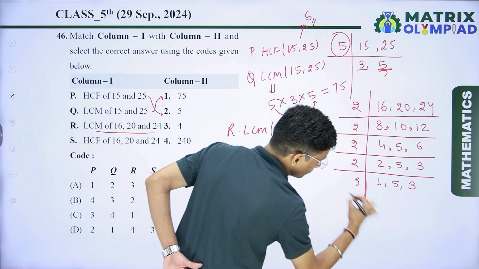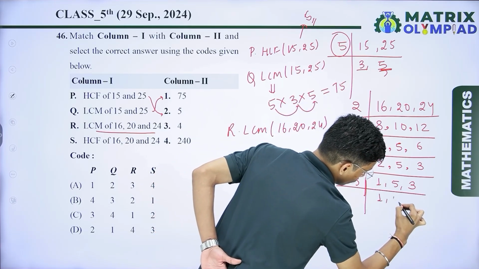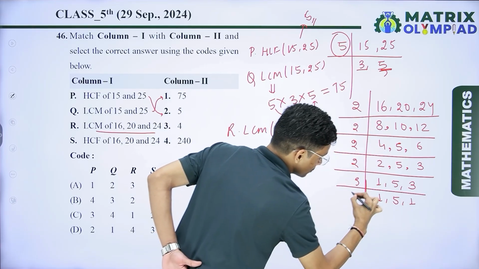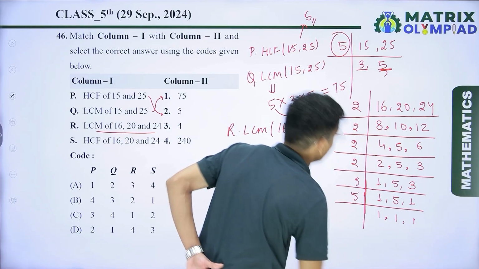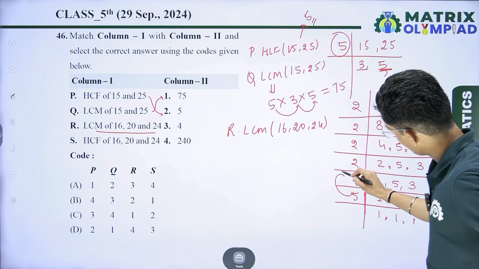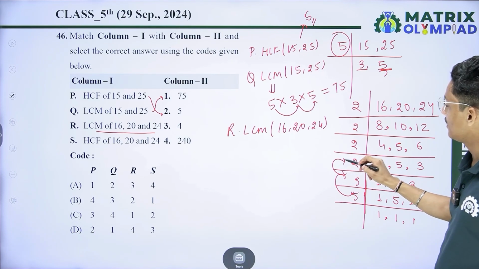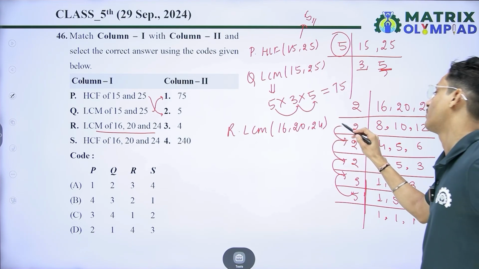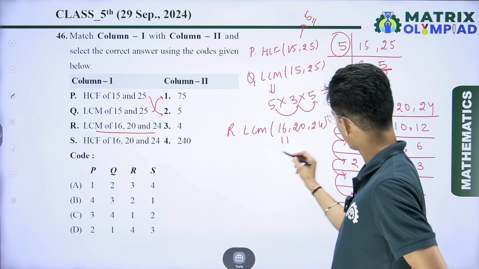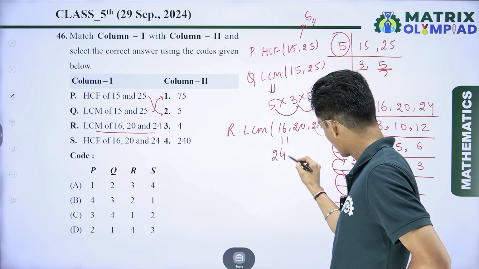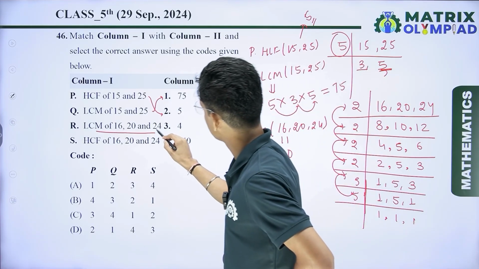Then now I take 3, 1, 5 and 1. Now last one that I take 5, then 1, 1, 1. Now 5 times 3 is 15, 15 times 2 is 30, 30 times 2 is 60, 60 times 2 is 120 and 120 times 2 is 240. Now LCM of 16, 20 and 24 is 240. So R is connected to 4.